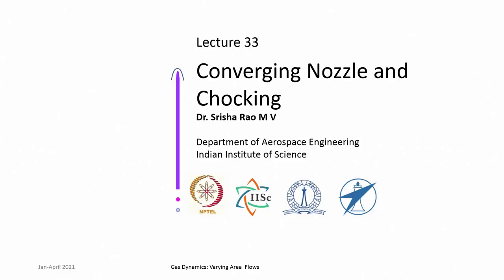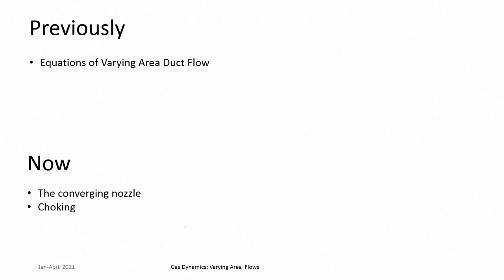This minimum area point is important. So various such concepts were introduced. Now let's start looking closer at nozzles and diffusers, and we'll start with the converging nozzle, and here we will come across a very important concept of mass flow rate choking. What do you mean by choking?